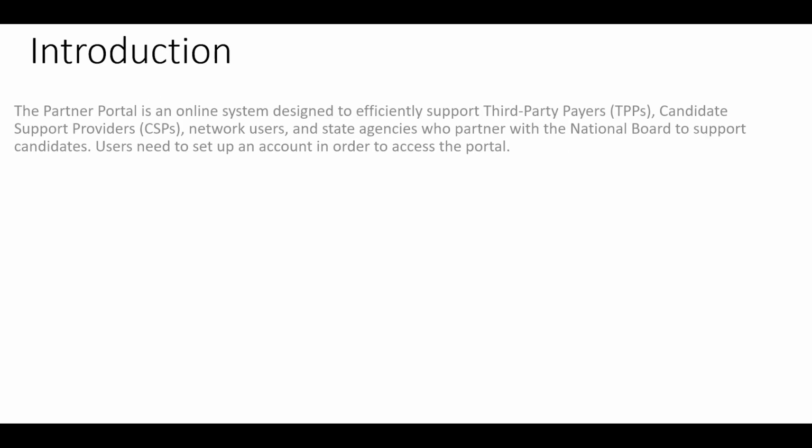Introduction. The Partner Portal is an online system designed to efficiently support third-party payers (TPPs), candidate support providers (CSPs), network users, and state agencies who partner with the National Board to support candidates. Users need to set up an account in order to access the portal.